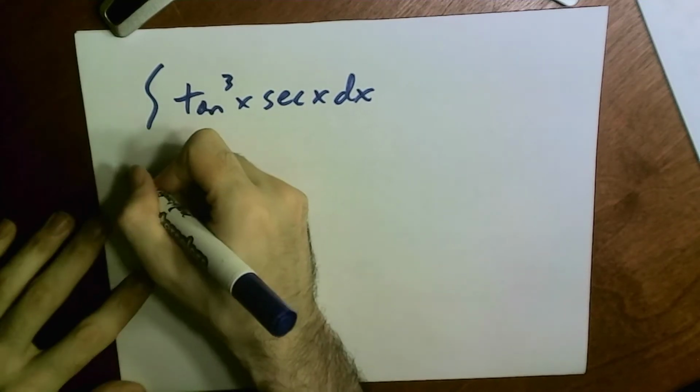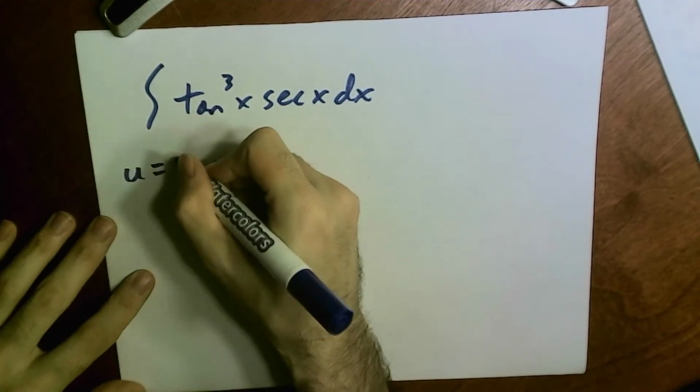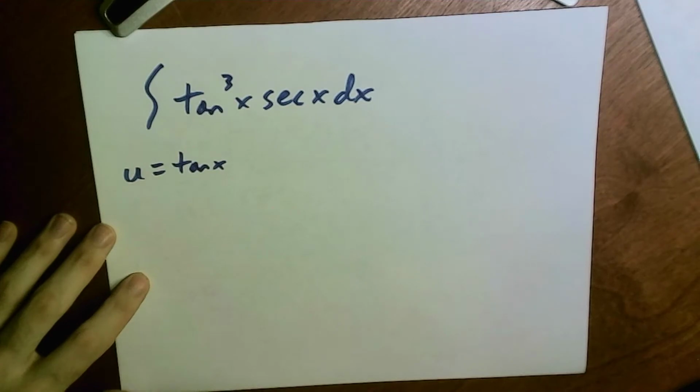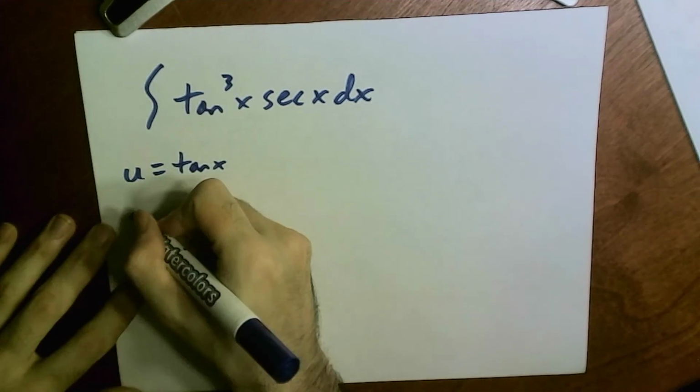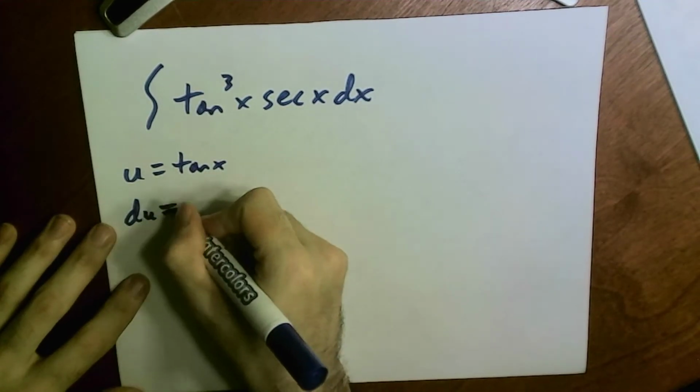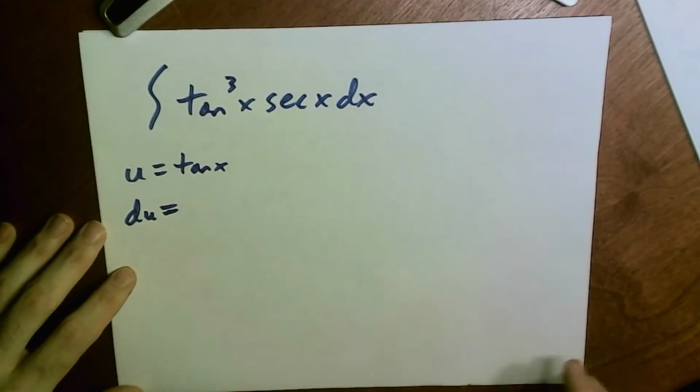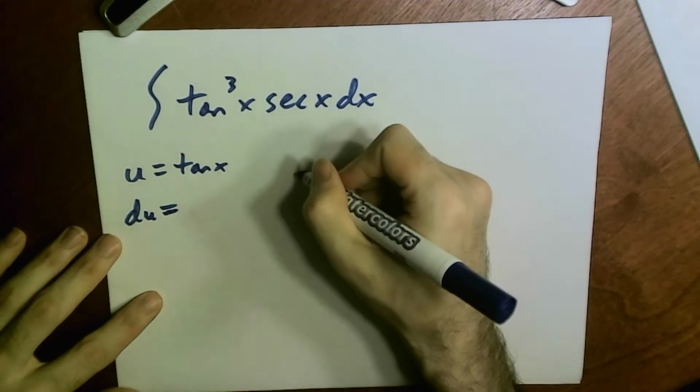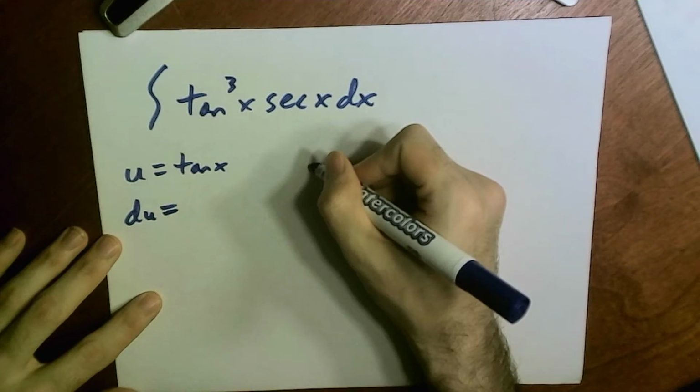So let's try it. If u is tangent of x, seems reasonable. I'll get a u cubed. That's great. du is, and you need to know this. This is something you need to know. And if you've forgotten, I will remind you real quick. You should do it for yourself.